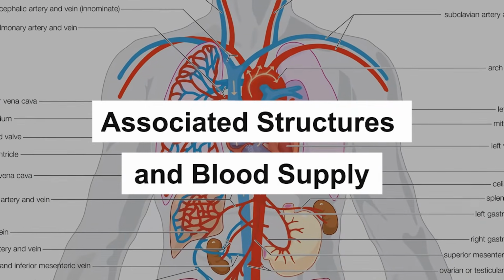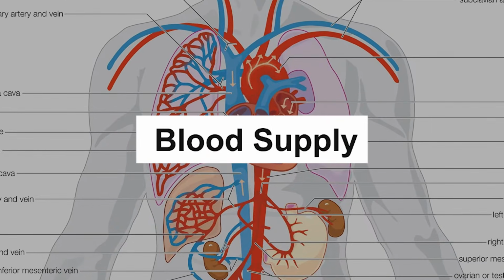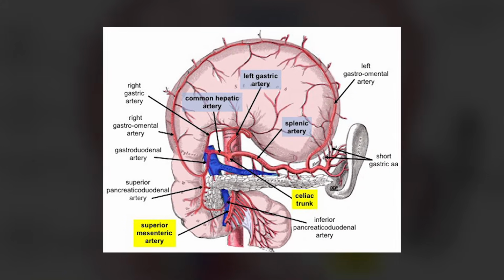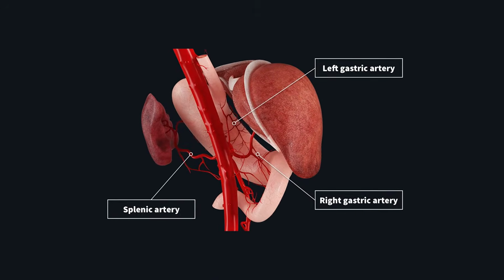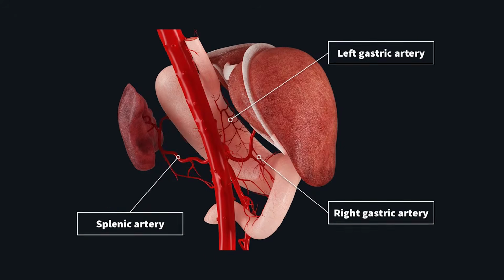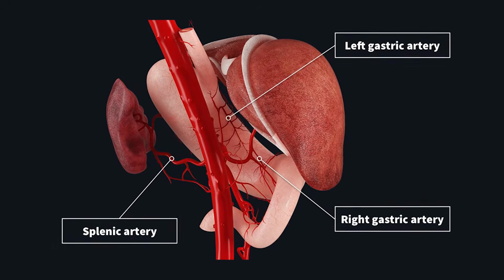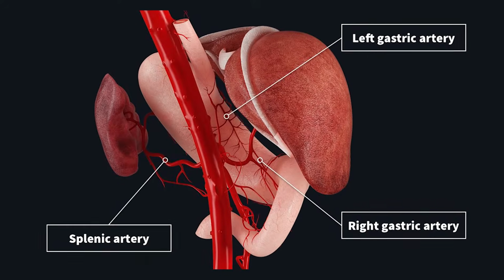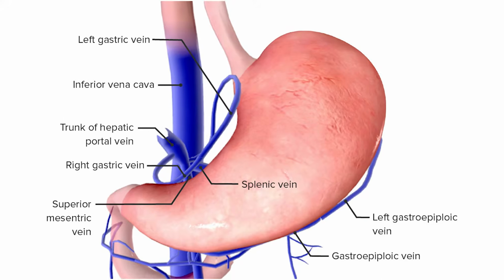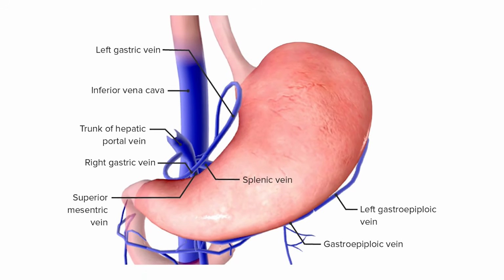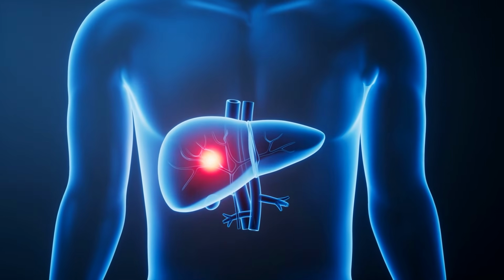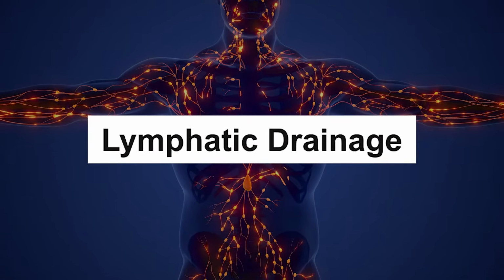Associated structures and blood supply. Blood supply. The stomach receives a rich blood supply primarily from branches of the celiac trunk. The left gastric artery supplies the lesser curvature, while the right gastric artery contributes to the same area from the hepatic artery. The right and left gastroepiploic arteries supply the greater curvature, and the short gastric arteries serve the fundus. Venous drainage parallels the arterial supply and ultimately drains into the portal vein, allowing nutrient-rich blood to pass through the liver for processing.